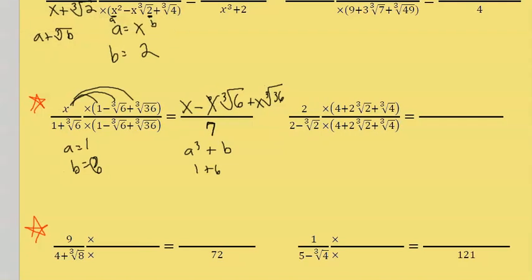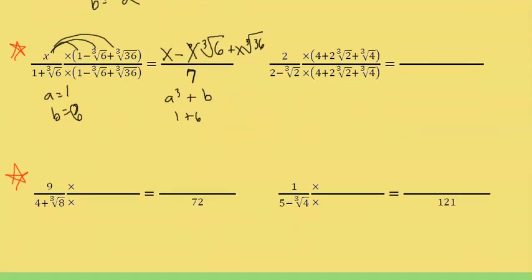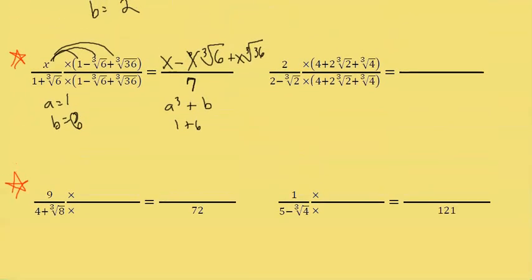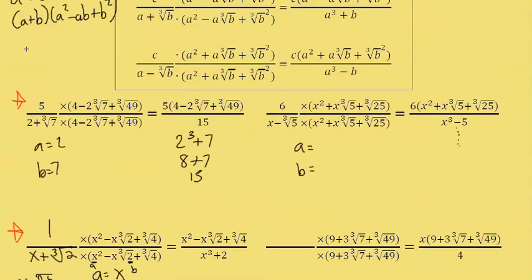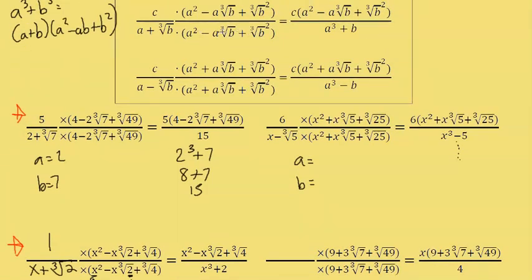Alright, let's look at the next example here. We have 9 times something over 4 plus the cube root of 8 times that same something. So we have A is 4, B is 8. Right here, we're using our sum of cubes formula. So we look back at the top, and we're going to do this. A squared minus A times the cube root of B plus the cube root of B squared.